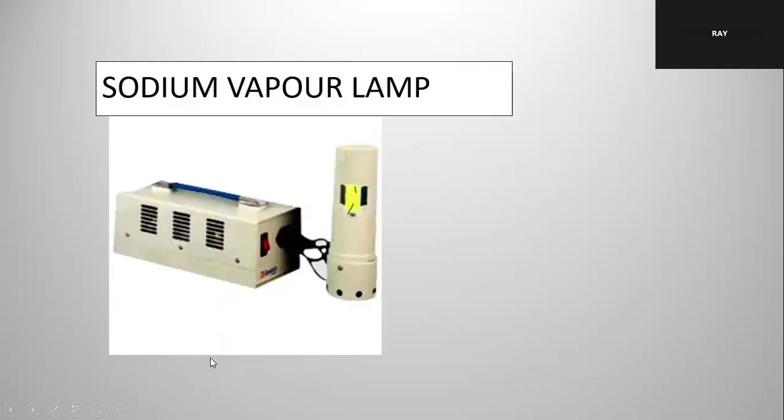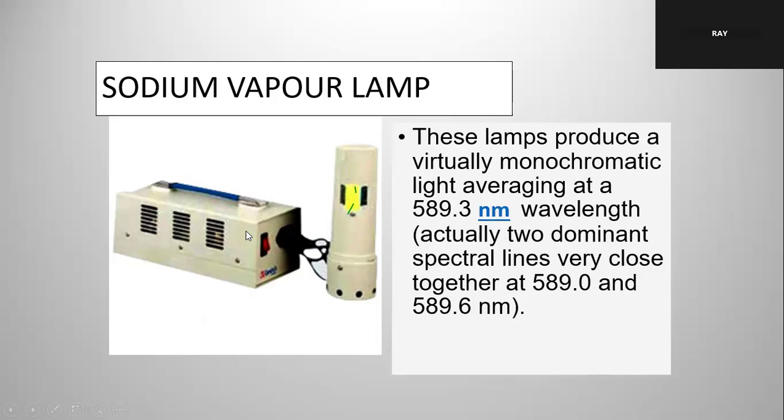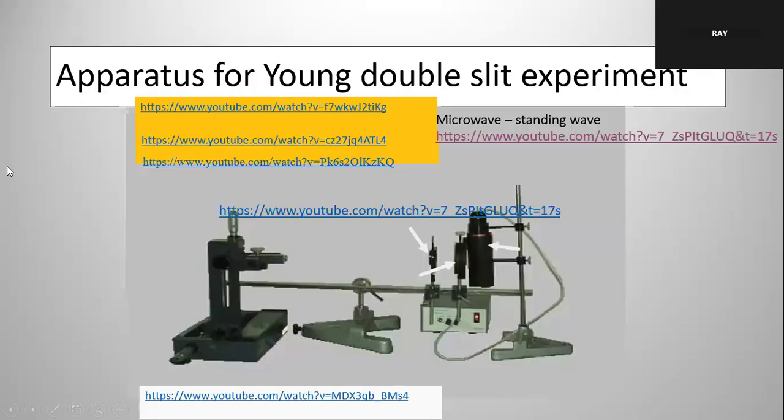This is for A2 also. Usually if we don't use a laser, we use a sodium vapor lamp. The average wavelength is yellow light, 589.3 nanometers. Basically, it's two wavelengths, and this is the average of these two wavelengths. This information you need to know for your Paper 5. For AS, you just need to know it's a monochromatic source.